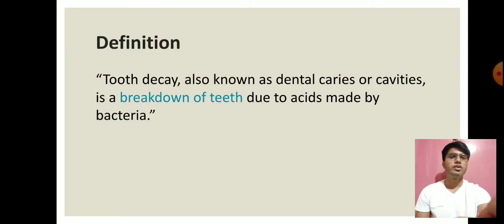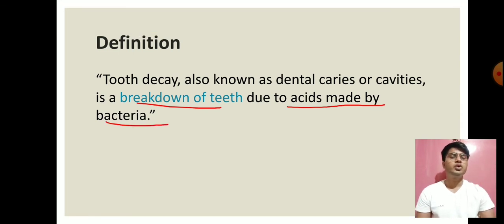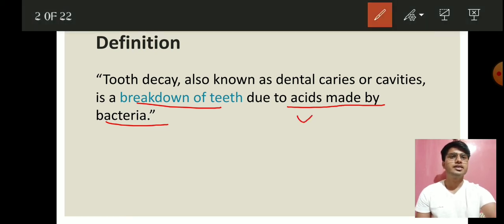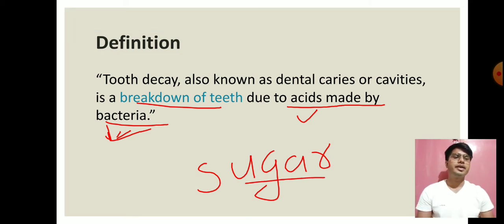Okay, so now let's talk about tooth decay. It is basically a breakdown of the tooth by the acids which are made by bacteria. So we need to take care of three things here: the acid, the bacteria, and the sugar. Why sugar? Because the acid is formed from the sugar. So acid, bacteria, and sugar are the main culprits here.